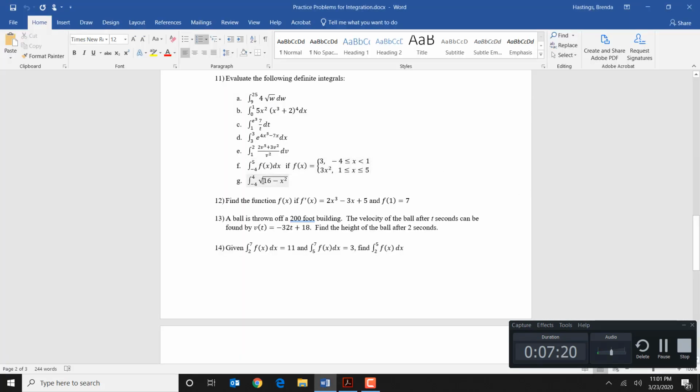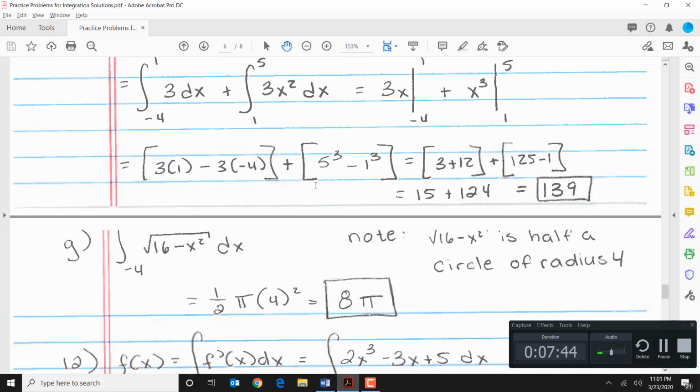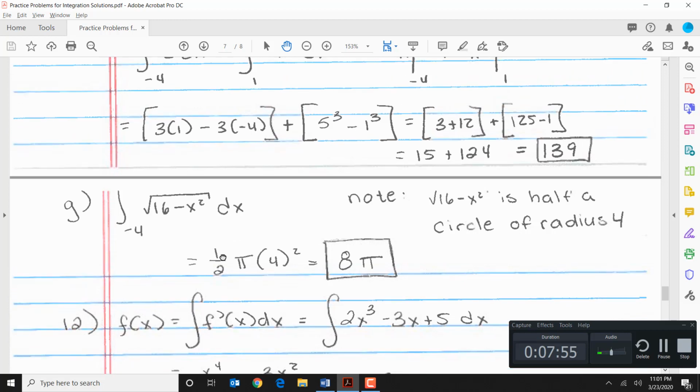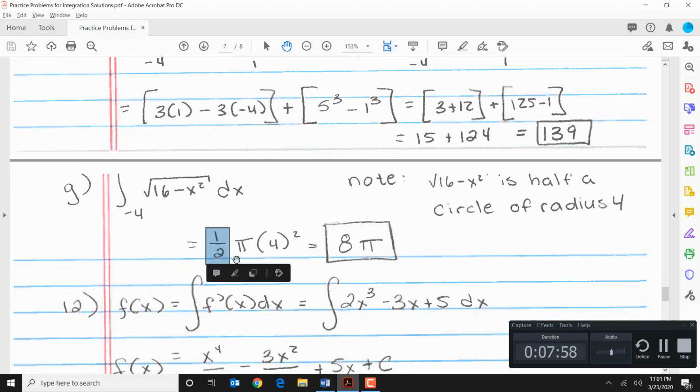And for g here, if you notice, we talked about this problem before, this turns out to be part of a circle. This is a semicircle. Look back in your notes. So instead of trying to actually integrate this, we're just going to find the area under the semicircle, the square root of 16 minus x squared, from -4 to 4. So again, that's half of a circle of radius 4. So I use the circle area, which is pi r squared, but I'm only taking half of it right here, and I get 8 pi.